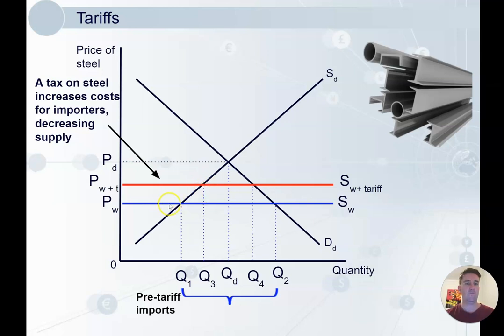Domestic suppliers now can produce more. They can be competitive up until this higher price. So some of the less efficient domestic steel producers are now going to be better off. They can still compete in the market. And what it also does is it means that local consumers don't want to buy as much steel because it now costs more. So it reduces this shortage, which means it reduces the amount of imports. So our post-tariff imports after the tariff, Q3 to Q4.